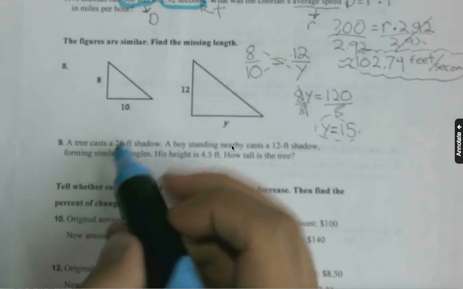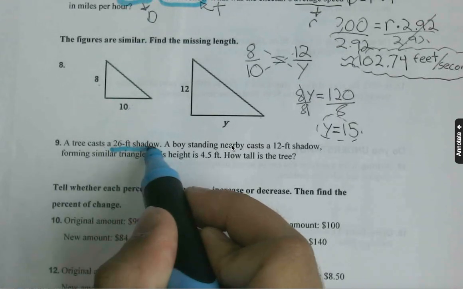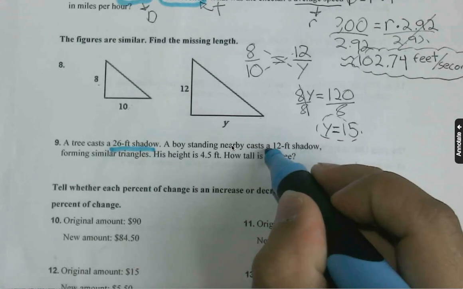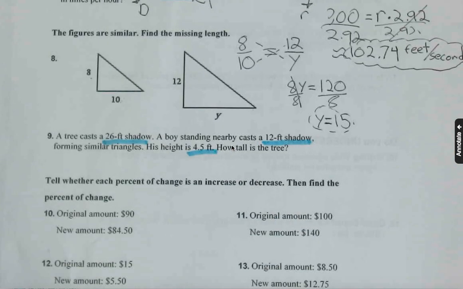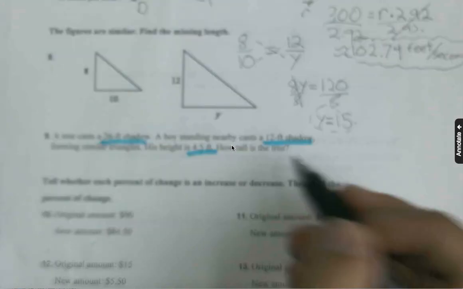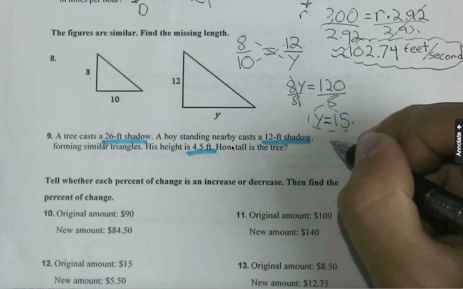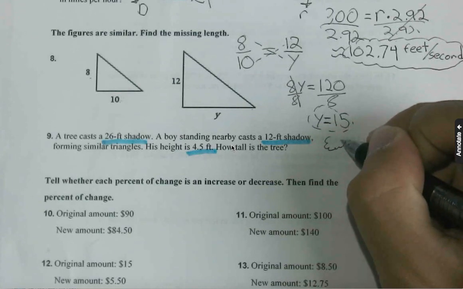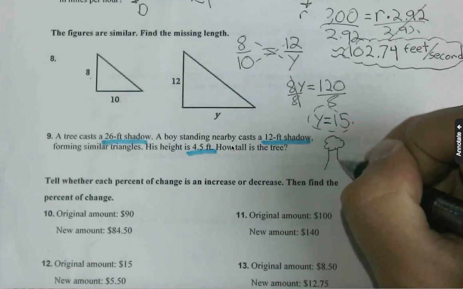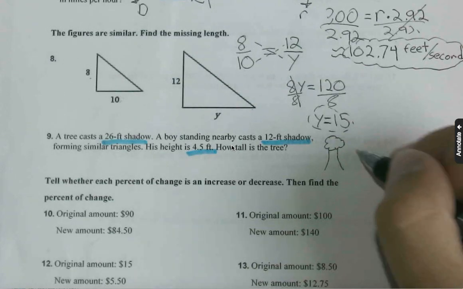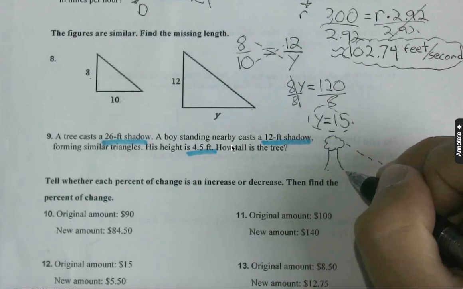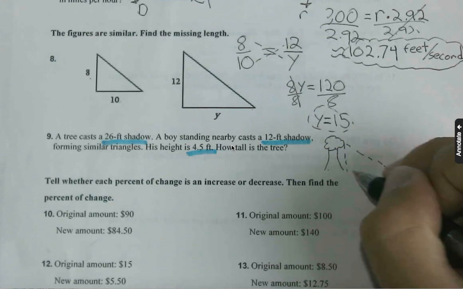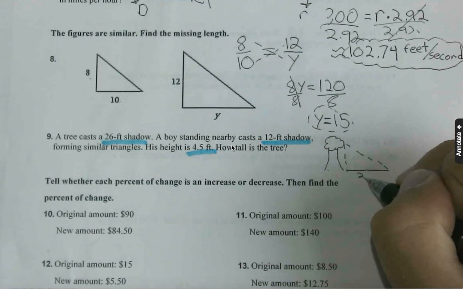So underlining what's important. The tree casts this shadow, the boy casts this shadow. We can draw this out also. So the boy's height's this much, and we're being asked to find how tall the tree is. So if we sketch this out, let's say that we have a tree like this, and the shadow is producing this length here, 26 feet.